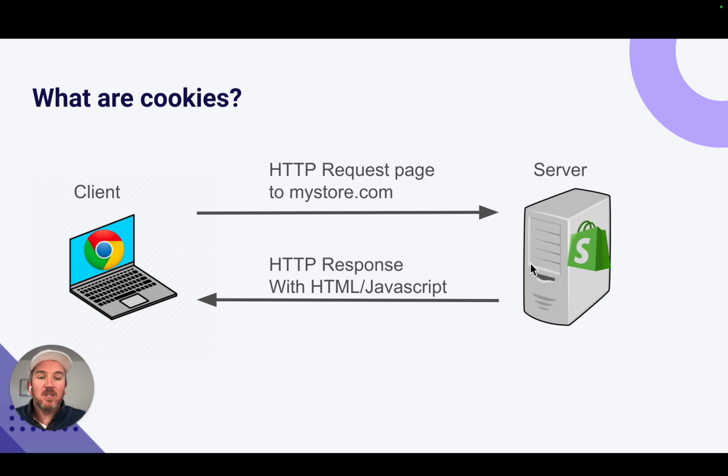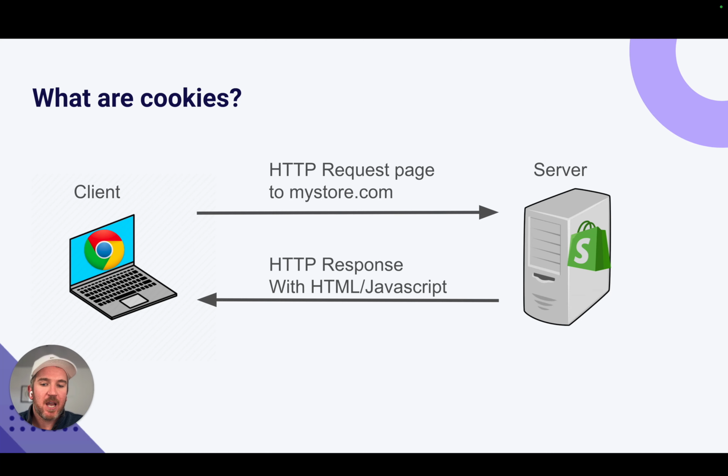But what it does do is it says, this is a Shopify store. So if the client making this HTTP request is going to add an item to their cart in the future, I need to be able to associate that add to cart with this page view.